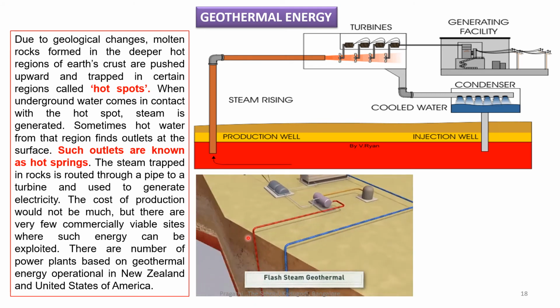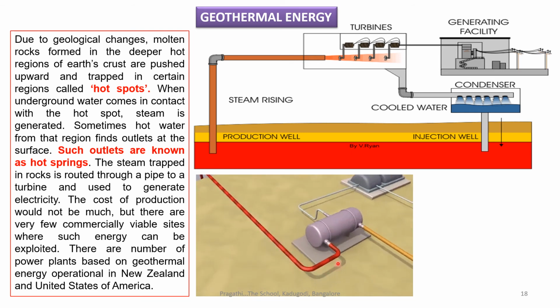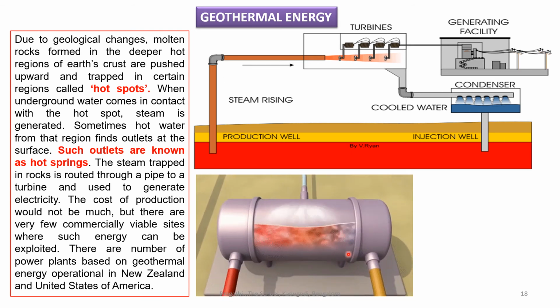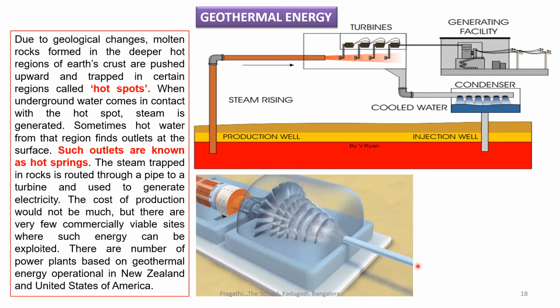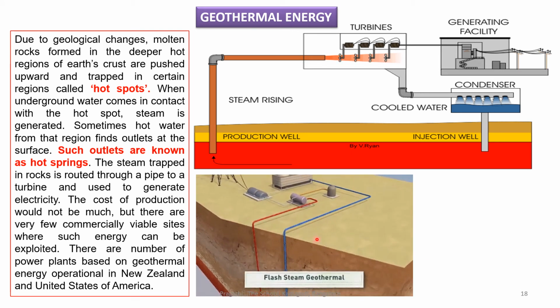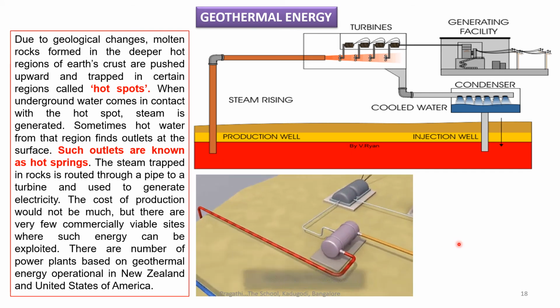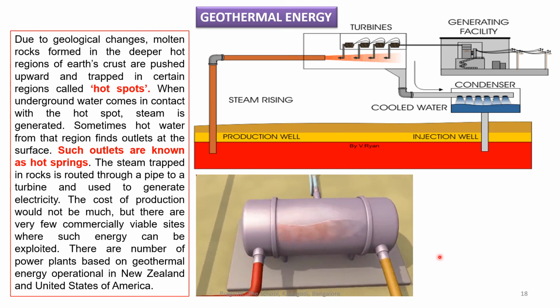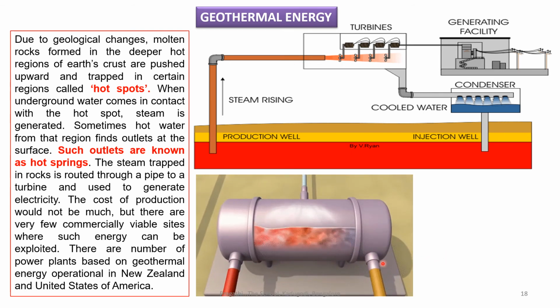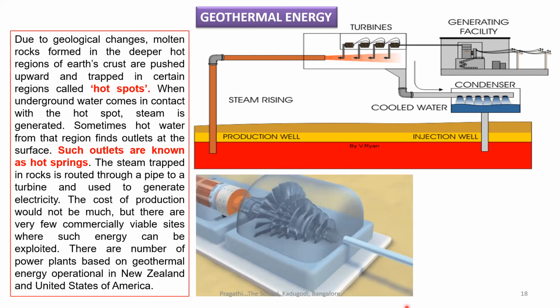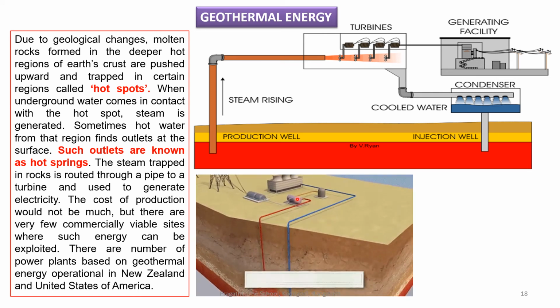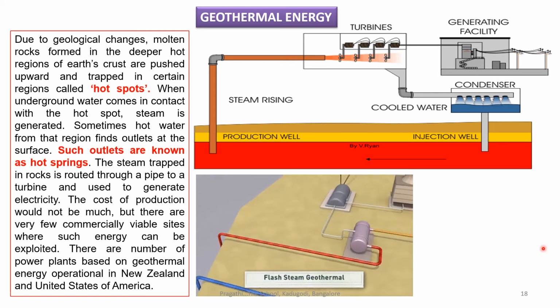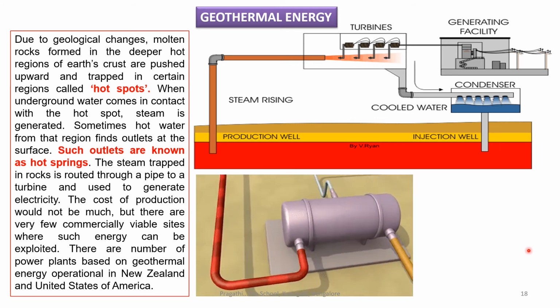See here the red pipe, hot water is coming here and going to the flush tank. Once the water comes, it picks up the steam, all the steam under pressure, and that pressure is sent to the turbine and the turbine rotates and electricity is generated. See here the hot part is there and this is the cool part. All the steam is collected here with pressure and sent onto the turbine. The turbine rotates at very high speed. That's how geothermal energy is produced.